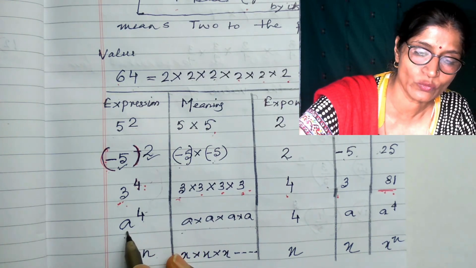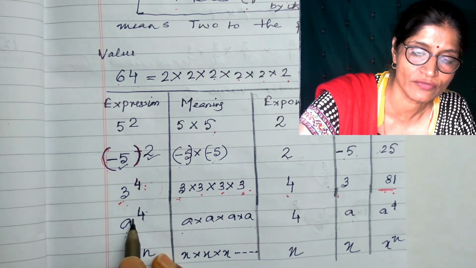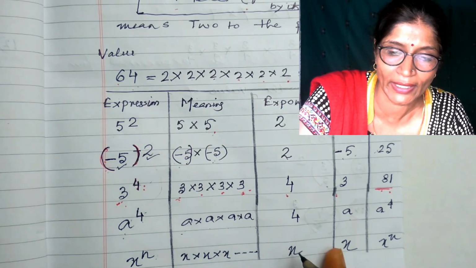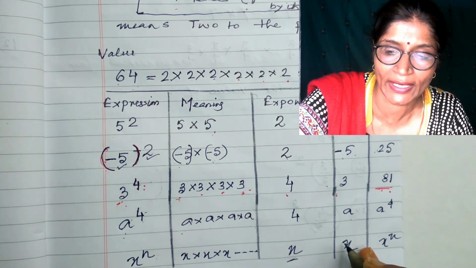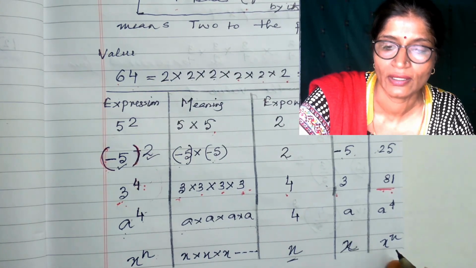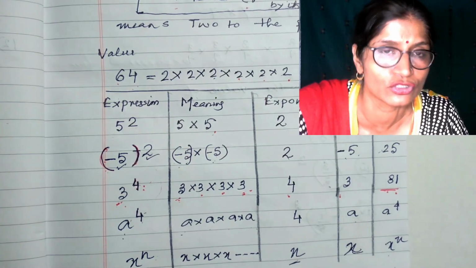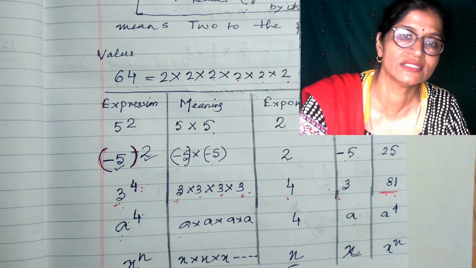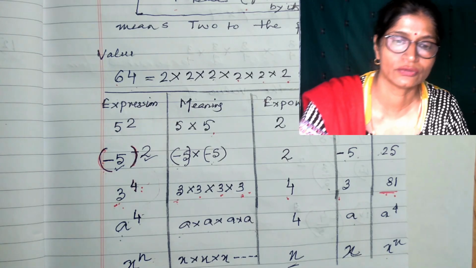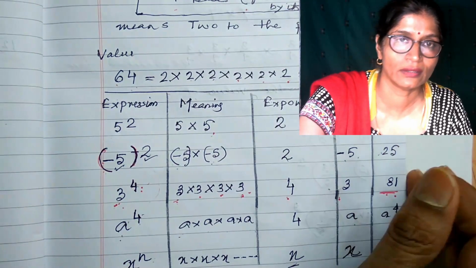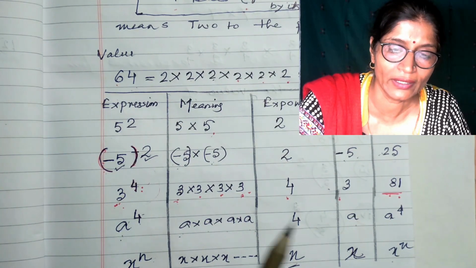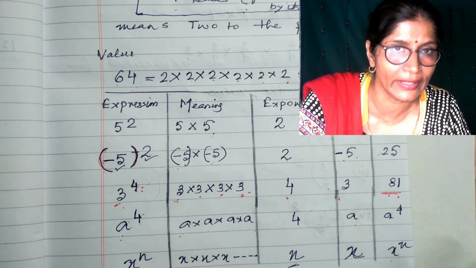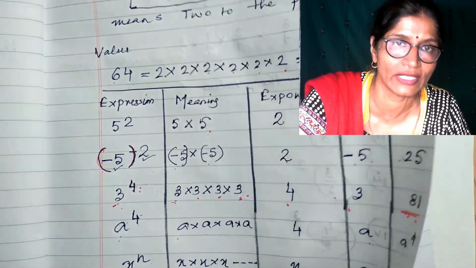So here in this case, what is the base? a is the base and the power is 4. For x to the power n, n is the exponent, and x is the base here. So this is the exponent. Anything written in the form like a to the power x or x to the power n is the exponential form for that particular term.